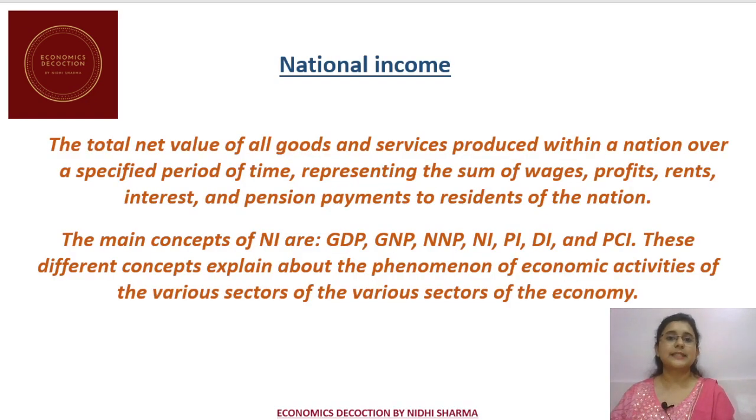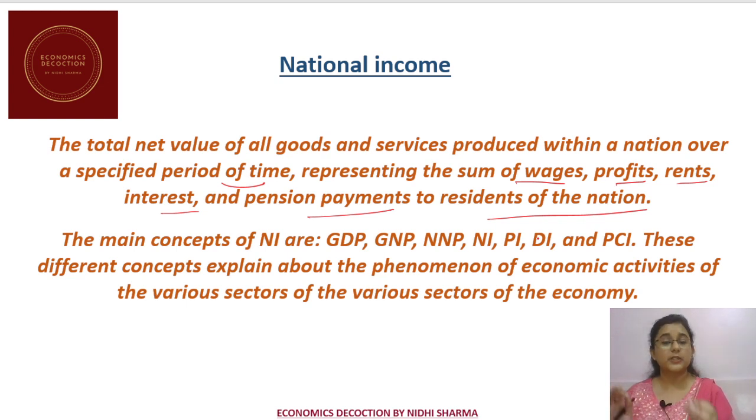So first of all, let's talk about national income. The total net value of all goods and services produced within the nation over a specified period of time, representing the sum of wages, profits, rents, interest and pension payments to residents of the nation, is basically national income. So the total net value of all the goods and services that is produced within the nation over a specified period of time. Here are a few important takeaways from the first line itself.